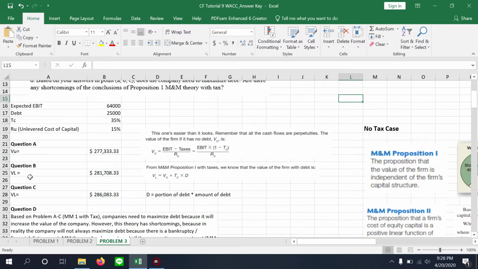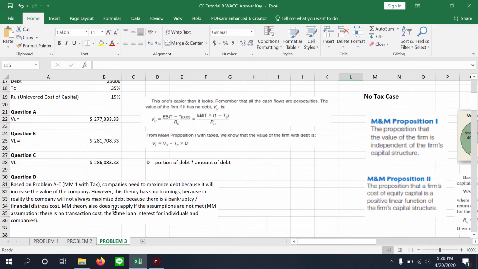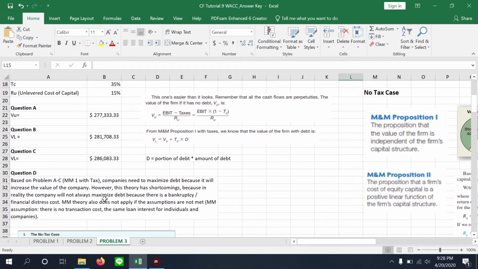For the levered one, when you have a certain amount of debt, you have a certain amount of tax shield, which actually increases your company value. And for problem C, we have 100% debt and a higher value. This does not mean that the company should have a 100% debt capital structure. Okay? Because this theory has a shortcoming.